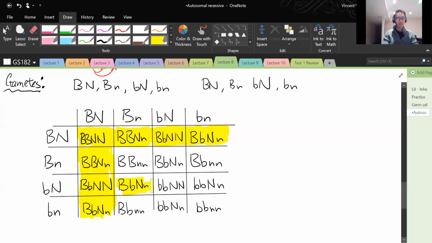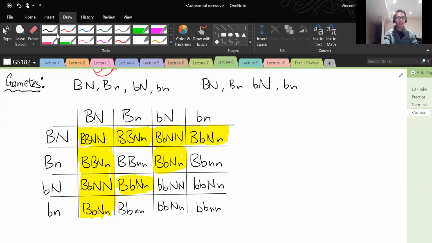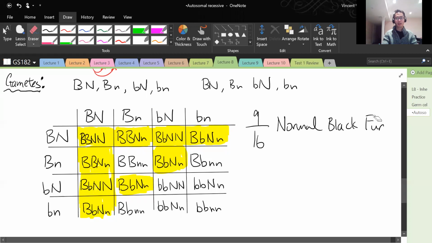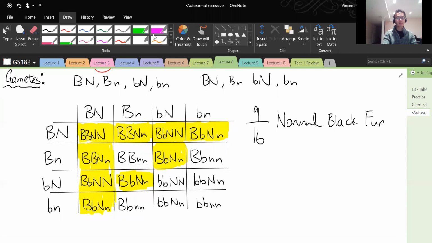Yes, there it is. And there's another one. Very good. Okay, so I think that's all. So in total, we have 9 out of 16. 1, 2, 3, 4, 5, 6, 7, 8, 9. 9 out of 16 will be normal black coat. Normal black, what do they call it in the question? Fur, yeah, we talk about rabbits, sorry. Normal black fur. Okay. All right, let's find another one.